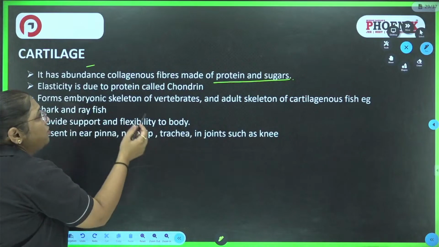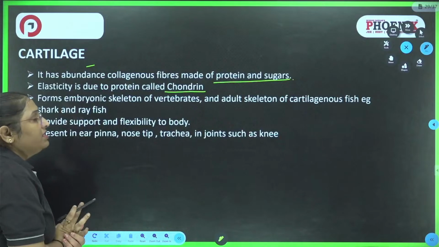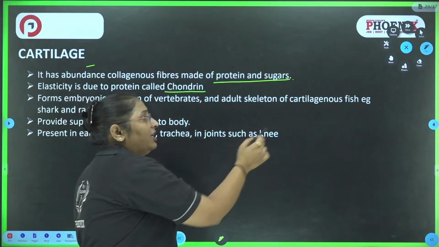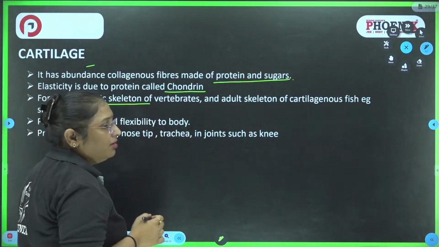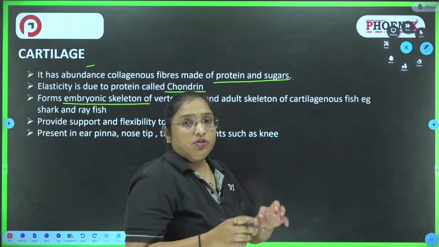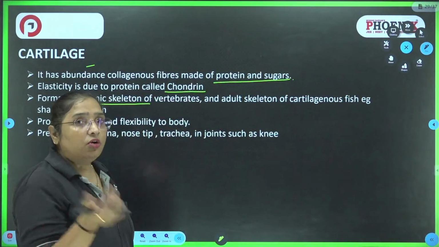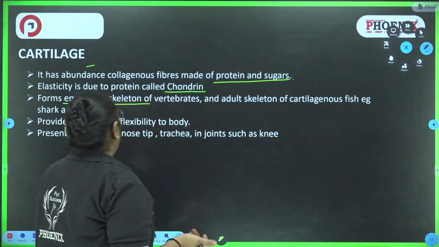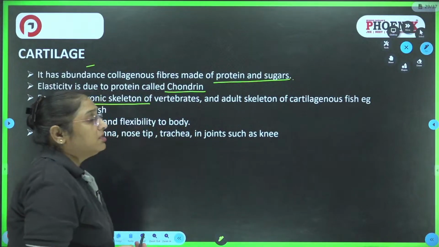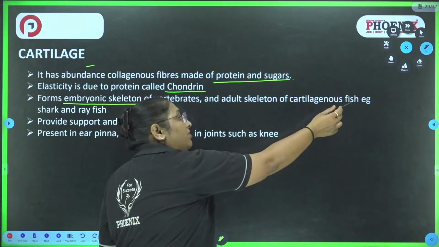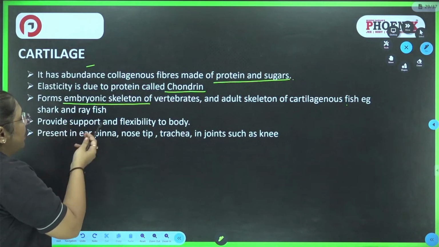So elasticity is due to the protein which is known as chondrin. It forms the embryonic skeleton of vertebrates and the adult skeleton of cartilaginous fish. Embryonic skeleton means that in an embryo, the skeleton initially develops as cartilage and later on it is converted into bony structure. And the adult cartilaginous skeleton, in which will we see it? We will see it in fish. Which type of fish? For example, shark and ray fish.